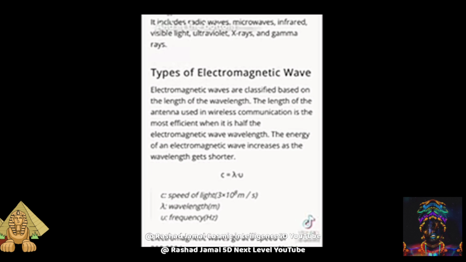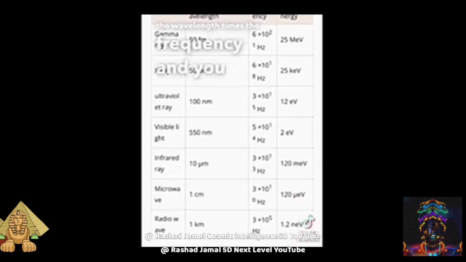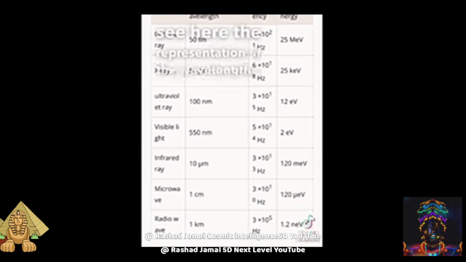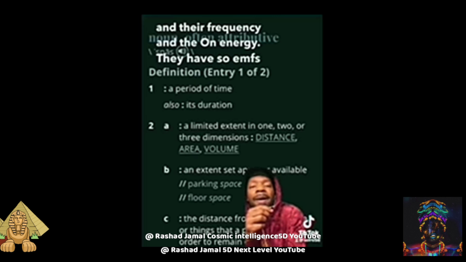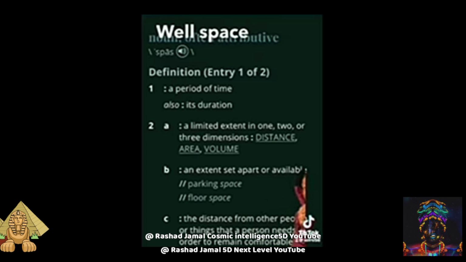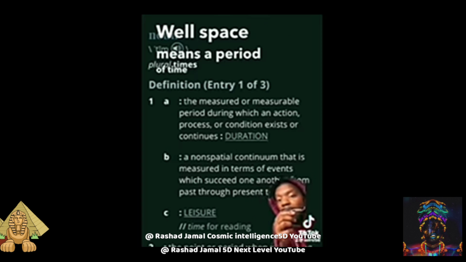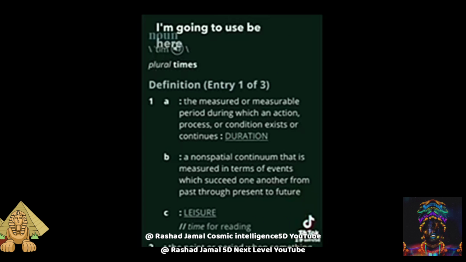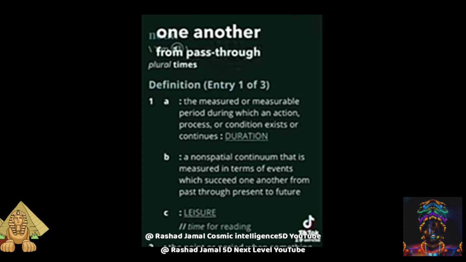And at the bottom here you can see the speed of light equals the wavelength times the frequency. And you can see here the representation of the wavelengths and their frequency and the photon energy they have. So EMFs radiating through space and time, what does that mean? Well, space means a period of time, and time means, I'm going to use B here, a non-spatial continuum that is measured in terms of events which succeed one another from past through present.